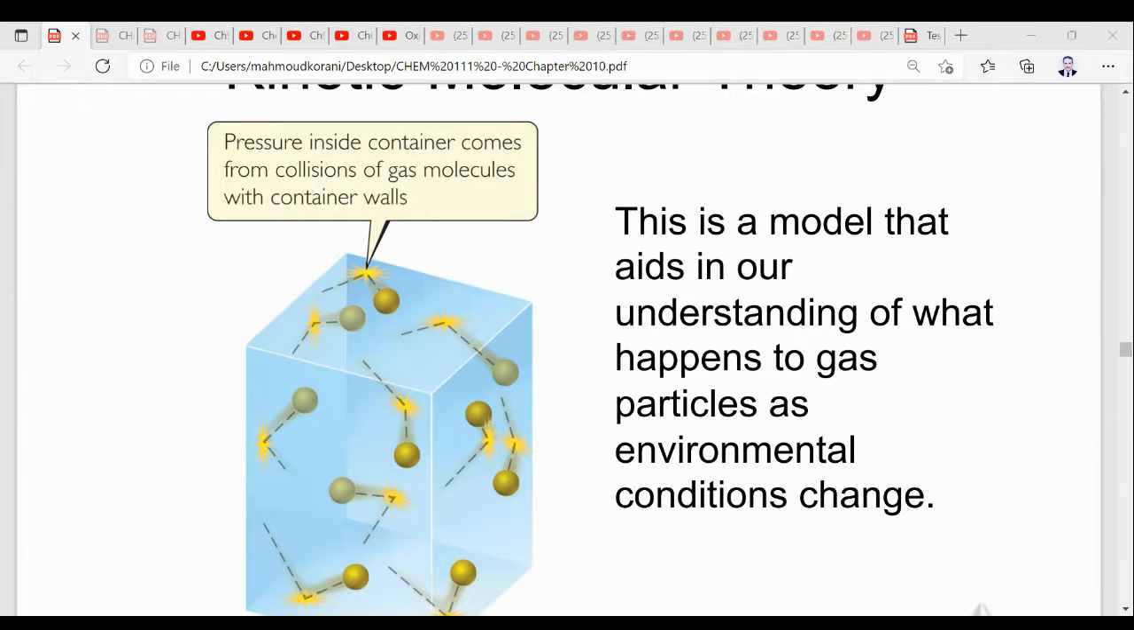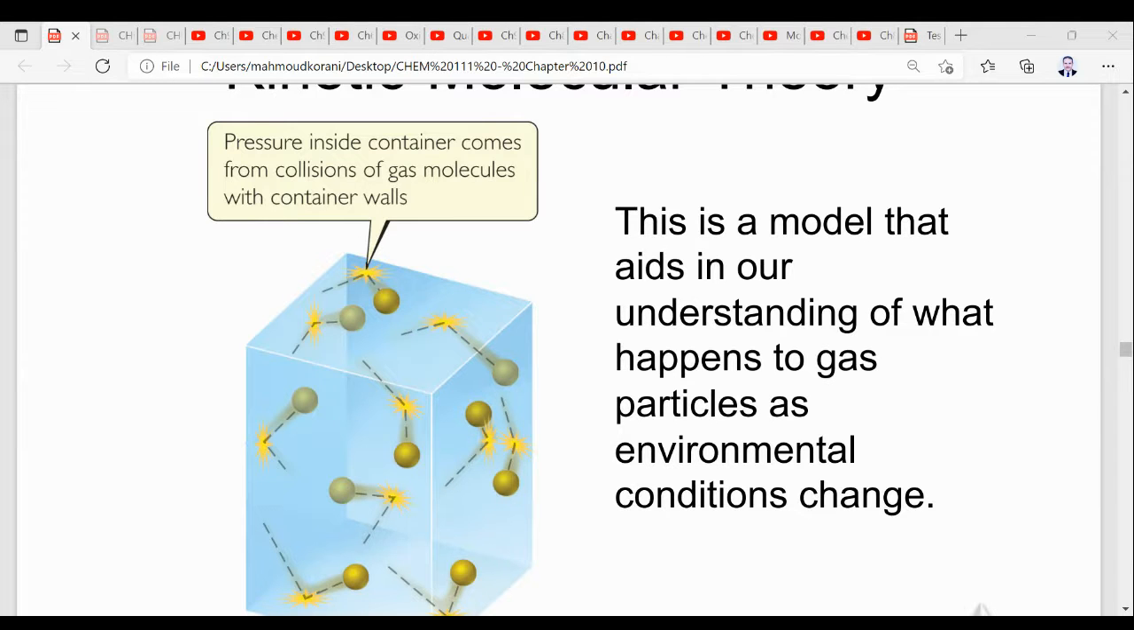as I mentioned, this is a model that aids in our understanding of the behavior of gases, of what happens to gas particles as environmental conditions change. We will see. And this figure showed you that the pressure of the gas is due to the collision of the gas molecules with the walls and so on.